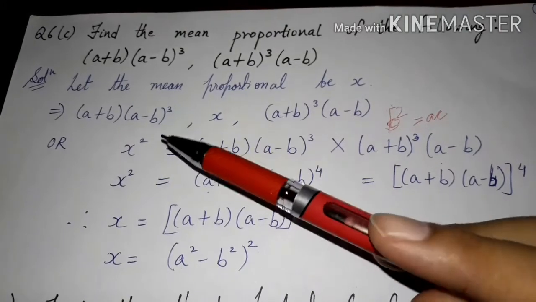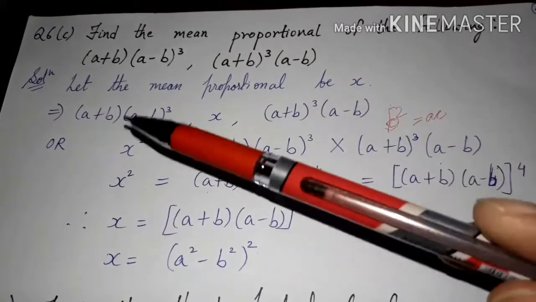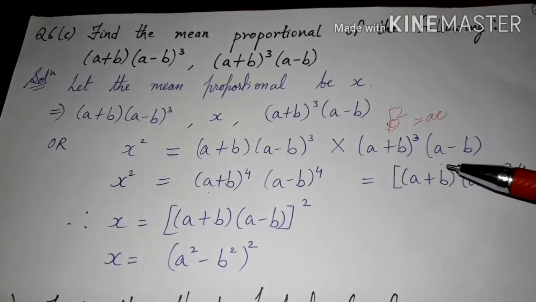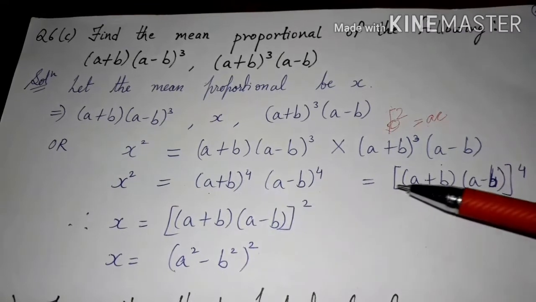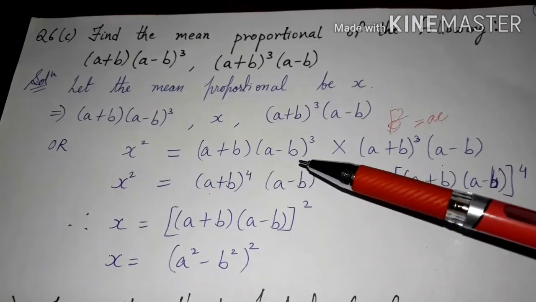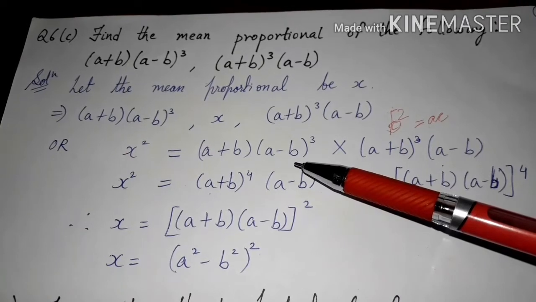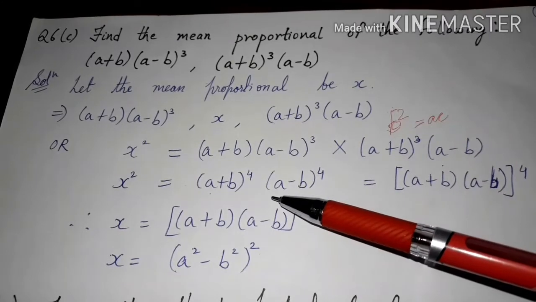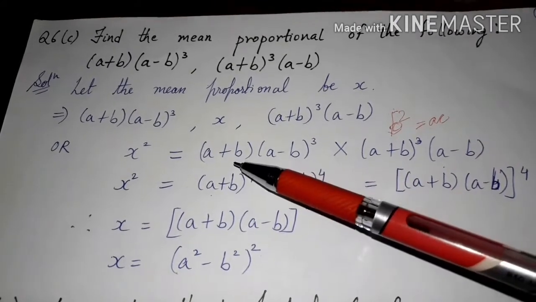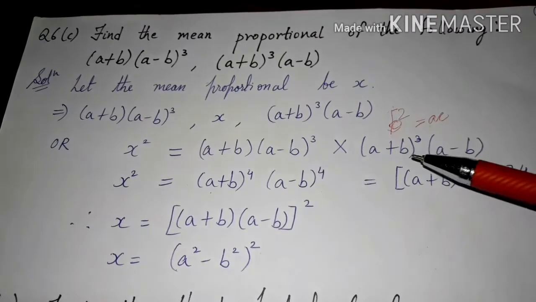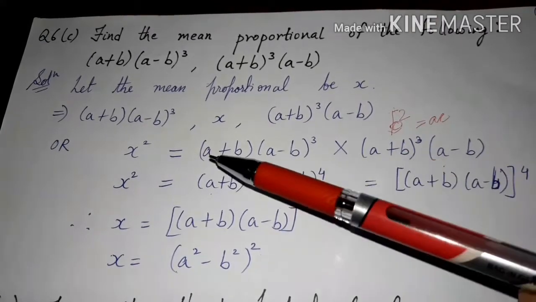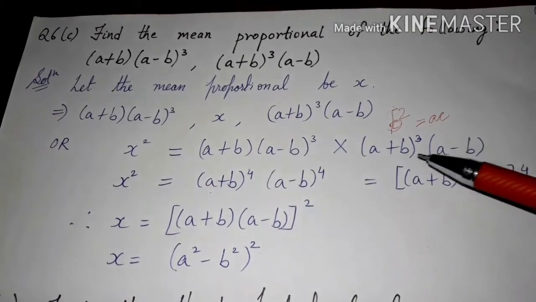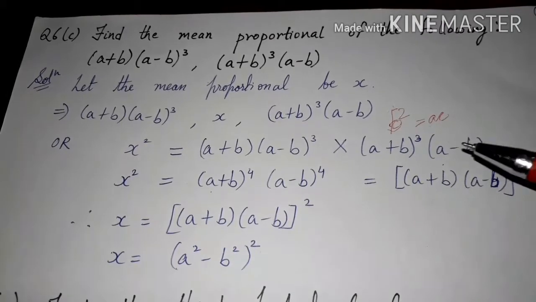So here x square will be the product of these two. So x square is equal to a plus b, a minus b whole cube into a plus b whole cube, a minus b. Let's see what we'll get after multiplying all these. We can see that there are 3 brackets of a minus b here, that means a minus b whole cube, and 1 a minus b is here. So in total we'll be having a minus b to the power 4. Similarly a plus b to the power 4, because we have 3 brackets of a plus b here and 1 bracket of a plus b here. So in total we are getting 4 brackets of a plus b and 4 brackets of a minus b.